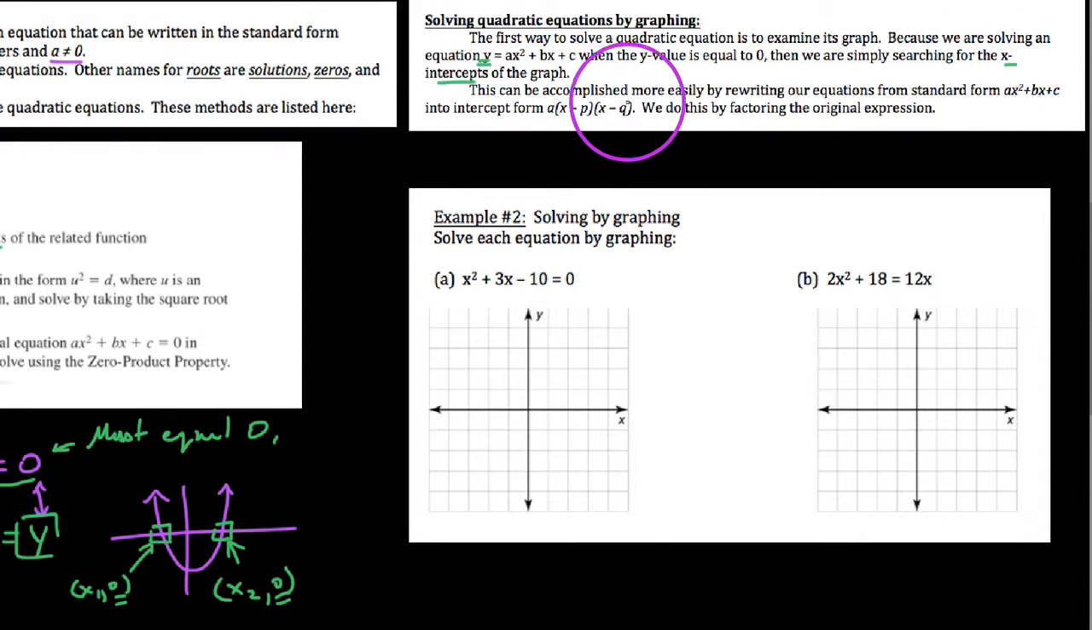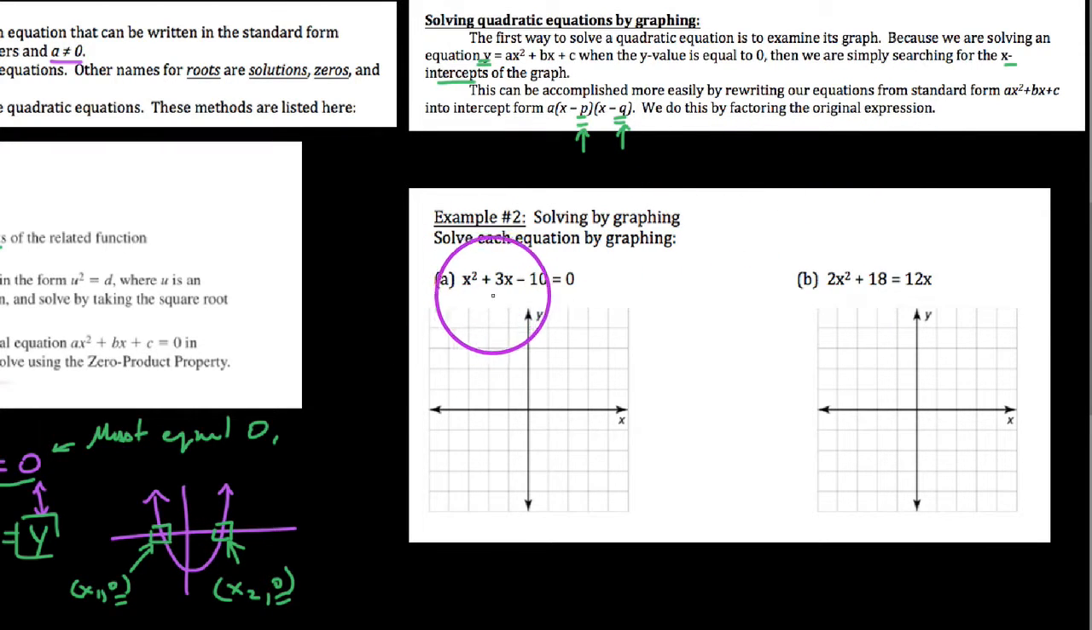I say that this can be accomplished more easily by rewriting our standard form equation into the intercept form y equals a times x minus p times x minus q, where we already know that p and q happen to be the intercepts of this equation. So we do this by factoring the original expression.